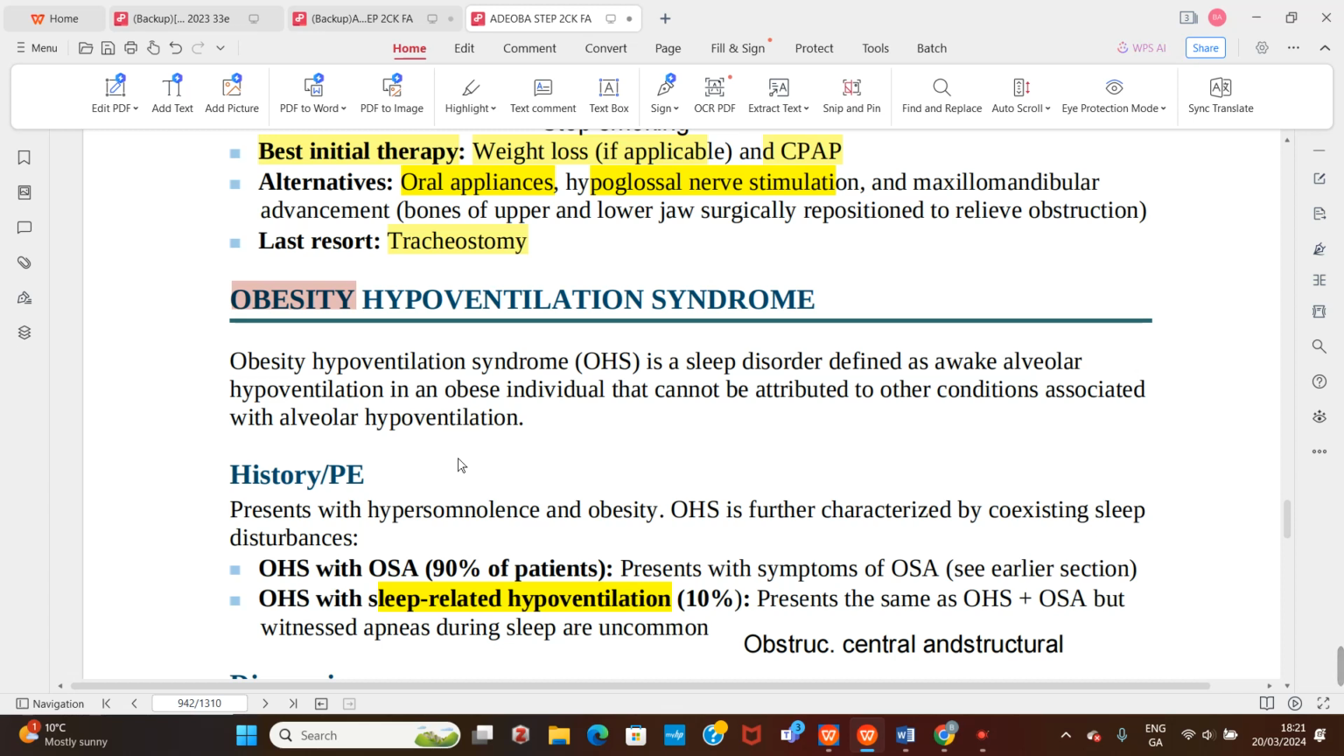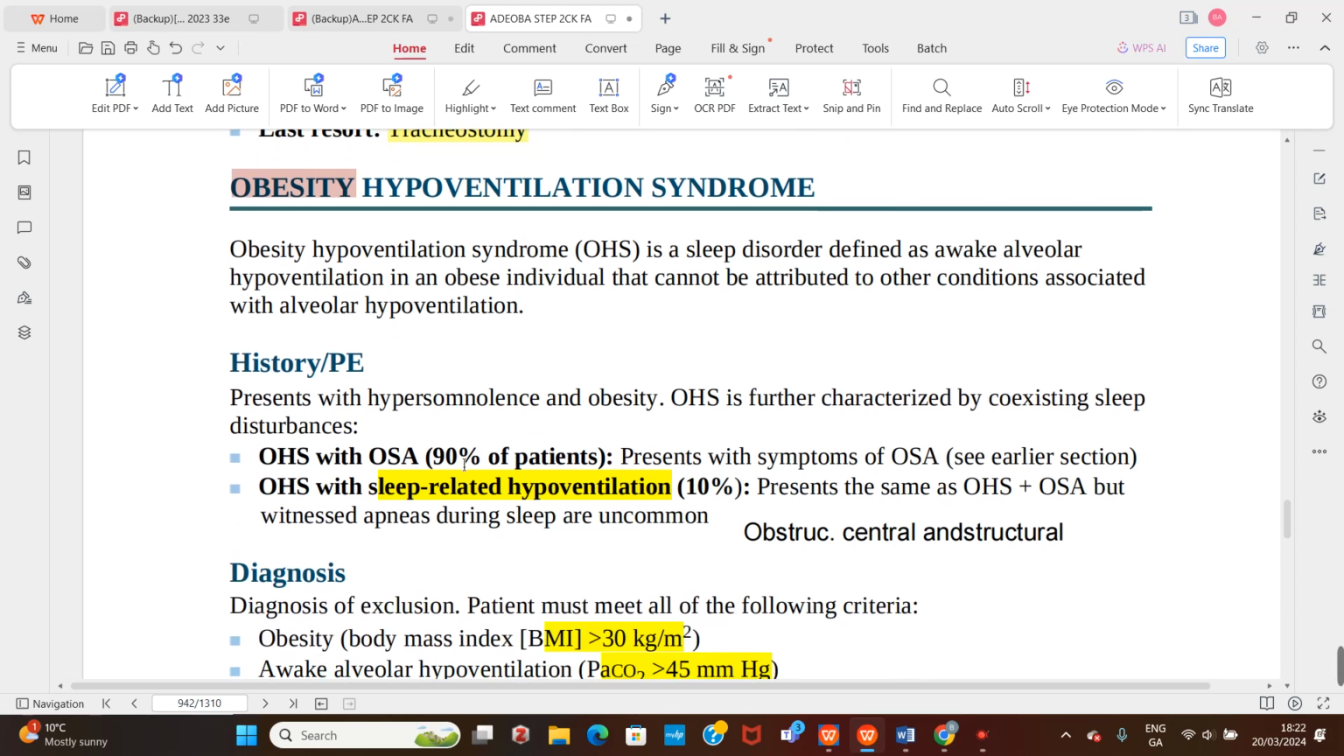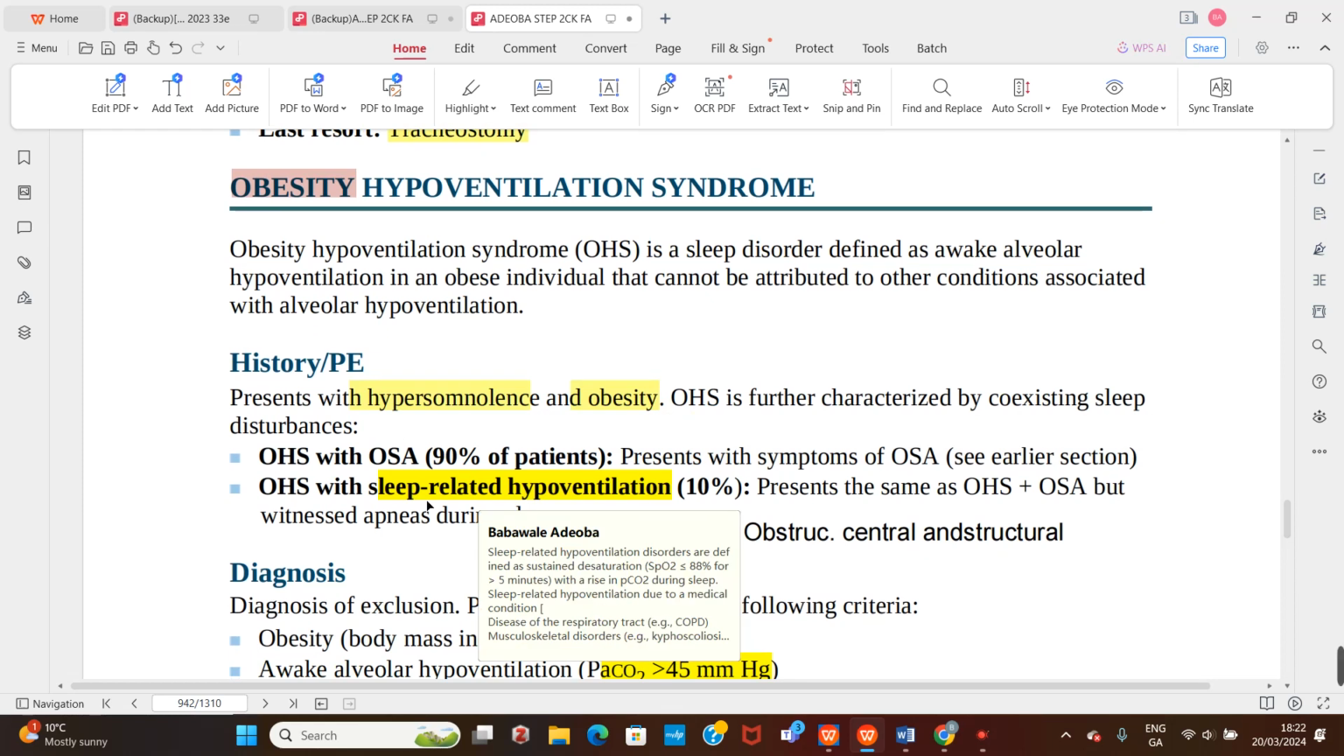You have checked. This person is not having myasthenia gravis. He's not having Guillain-Barré. He's not having ALS. It is a diagnosis of exclusion, but this person is obese and is hypoventilating, and you have ruled out other causes of the hypoventilation, which presents as hypercapnia of more than 45 millimeters of mercury. You can confidently say that this person is dealing with obesity hypoventilation syndrome. So hypersomnolence in the daytime and obesity are things we are going to see, and they are going to have some sleep disturbances.